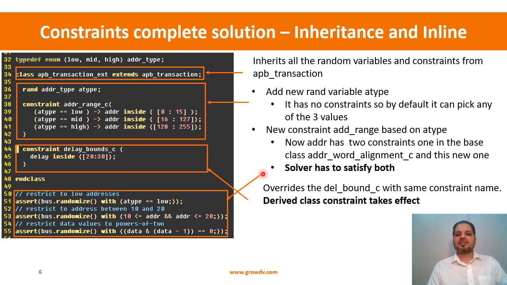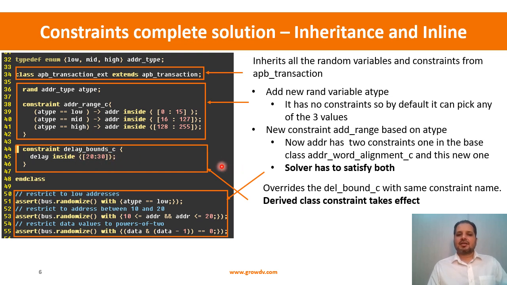Because the name of the constraint in the base class and derived class is the same, the derived class constraint overrides the base class constraint. So now only the derived class constraint will take effect. There's no way you can say base class constraint plus this one. If you want to do that, then you have to give a different name. If you use the same name, then you have no way to extend it. You completely override it. That's what happens in the case of constraints.